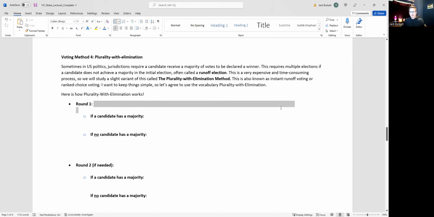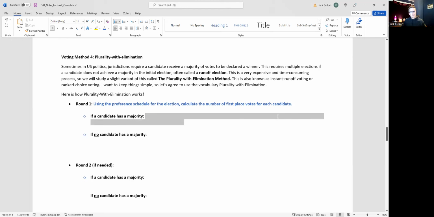In round 1 of a plurality with elimination election, what we're going to do is use the preference schedule for the election to calculate the number of first place votes for each candidate. It's very simple. We just treat it like the plurality method at the start, right? The name is plurality with elimination. So we're always starting with plurality, and then we see if we have to eliminate. So if there is a candidate with the majority, then that candidate is declared the winner and the election is concluded. We don't have to do any elimination after round 1 in that case.